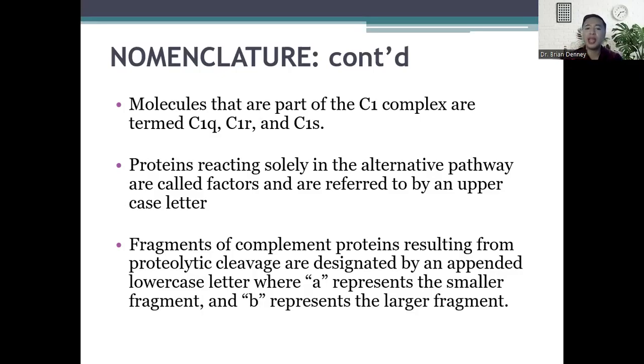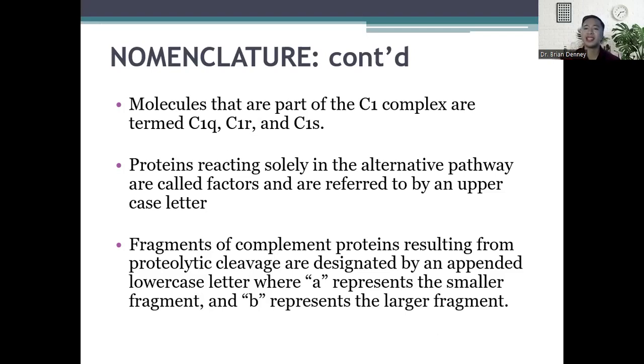And we also have a way of naming these fragments. For example, we have A and B. Okay, I'll give you an example. C4. C4 is a zymogen. But if C4 undergoes proteolytic cleavage, what happens? It produces fragments. So what are the fragments? C4A, denoting that that is the smaller fragment. C4B, denoting that that is the larger fragment.